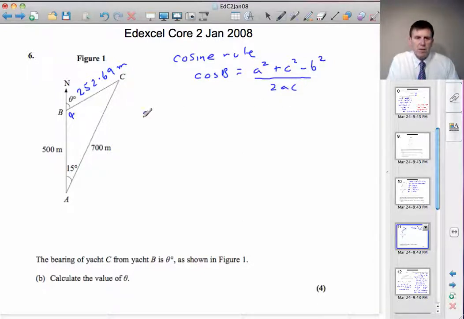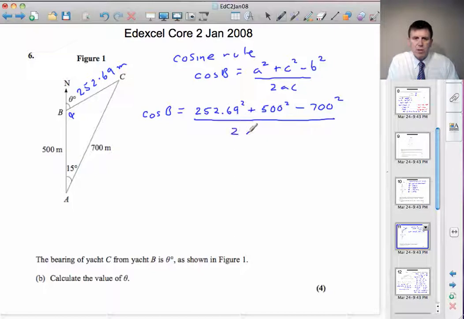So we have cos B is equal to, side opposite A is 252.69, so it's that one squared, plus the side opposite C is 500 squared, minus 700 squared, the one opposite B, divided by 2 times a, which is 252.69, multiplied by c, which is 500.